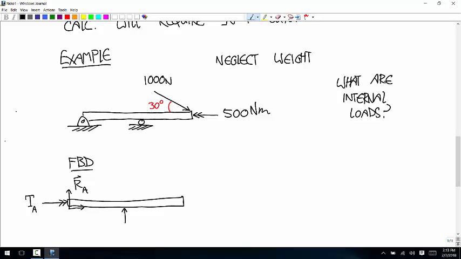Then there's an upward force from the roller, call that RB. And then at the end, there's the 500 Newton meter couple. And I guess I might as well break this up into components. So that's going to be 866 and negative 500.